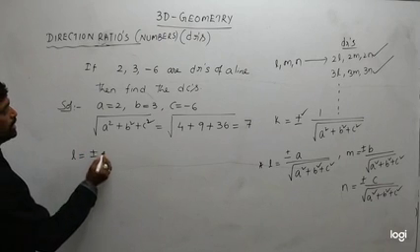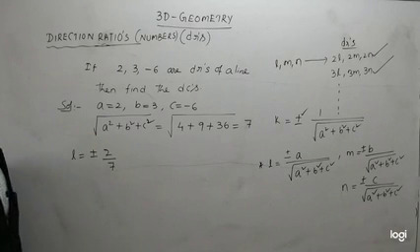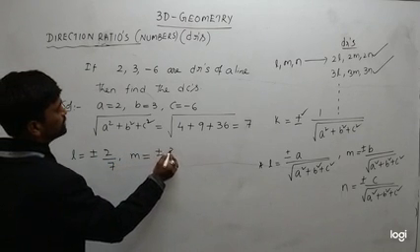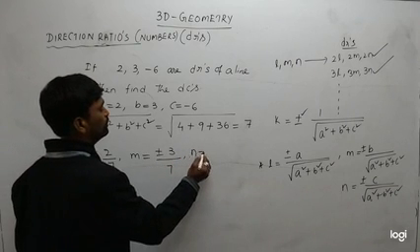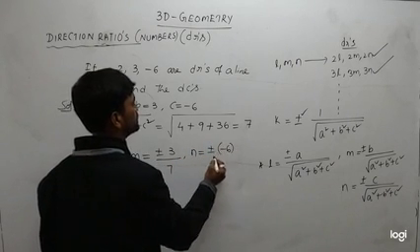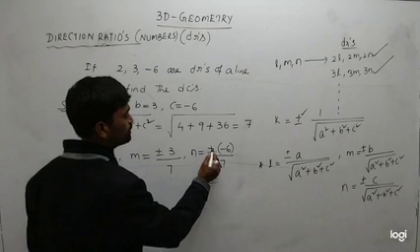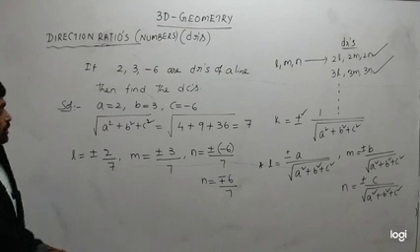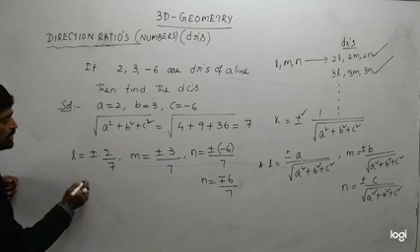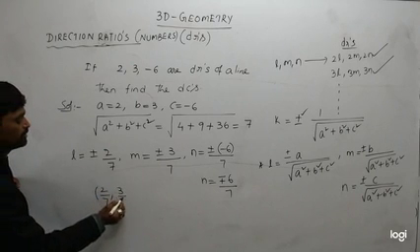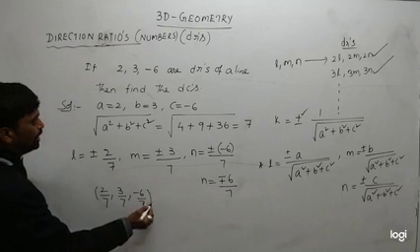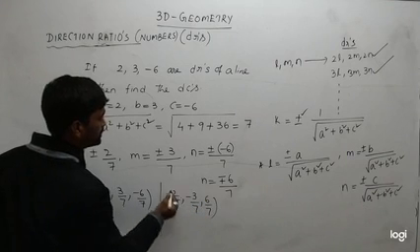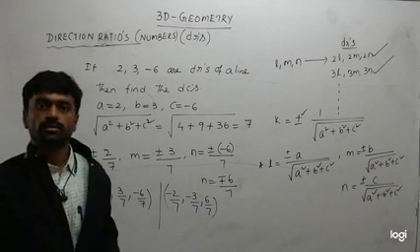Plus or minus A. A is 2 by root over A square plus B square plus C square value, how much? 7. M value, plus or minus B means 3 by 7. N value plus or minus C is how much? Minus 6 by 7. Or if you multiply with the minus, plus into minus, minus into minus, plus 6 by 7. So that means what are the two sets of direction cosines? One set is 2 by 7, 3 by 7, minus 6 by 7. Another set is minus 2 by 7, minus 3 by 7, 6 by 7. These are the two sets of the direction cosines of the line.